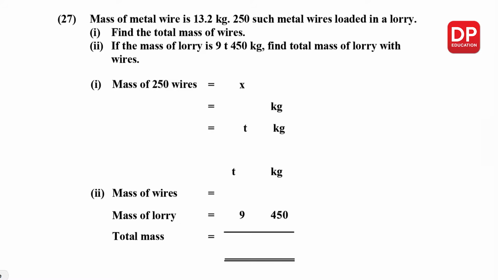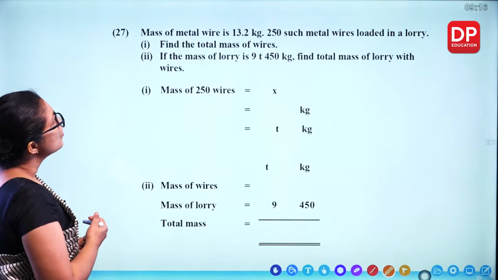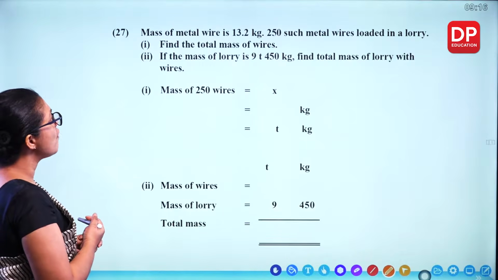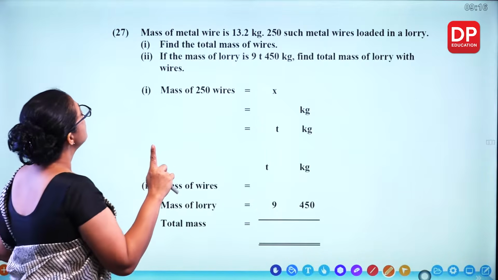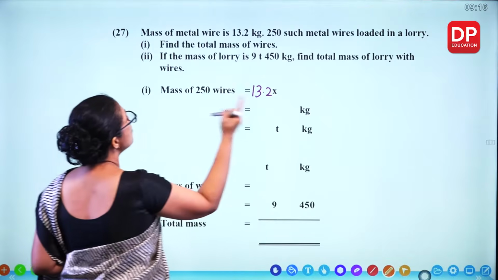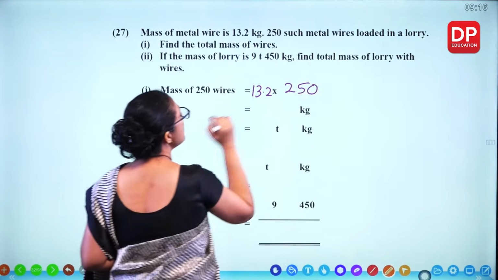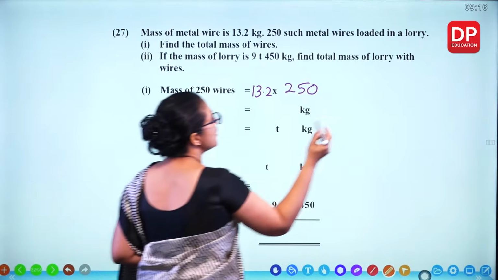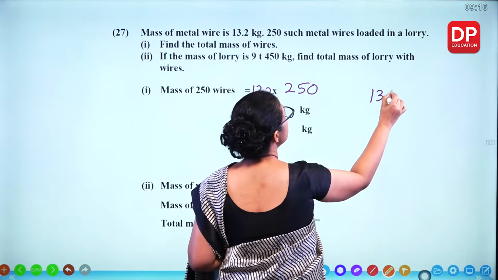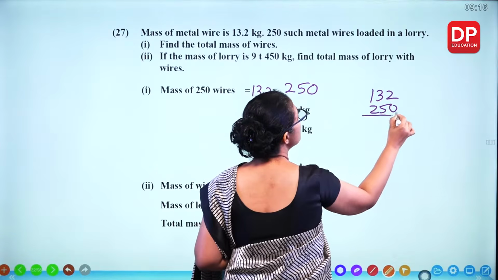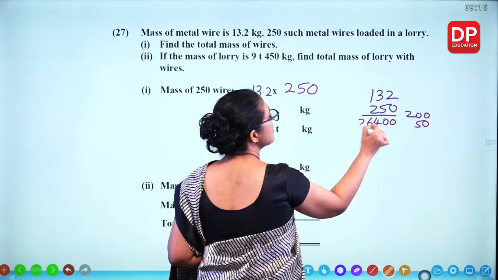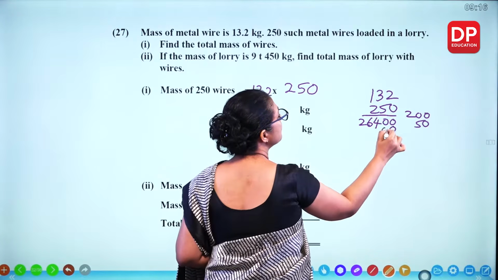Mass of metal wire is 13.2 kilos. 250 such metal wires are loaded in a lorry. Find the total mass of wires. So 1 wire means 13.2 kilos and for 250 you multiply by 250. Without the decimal you can multiply 132 with 250. So you get this value multiplied by 50.